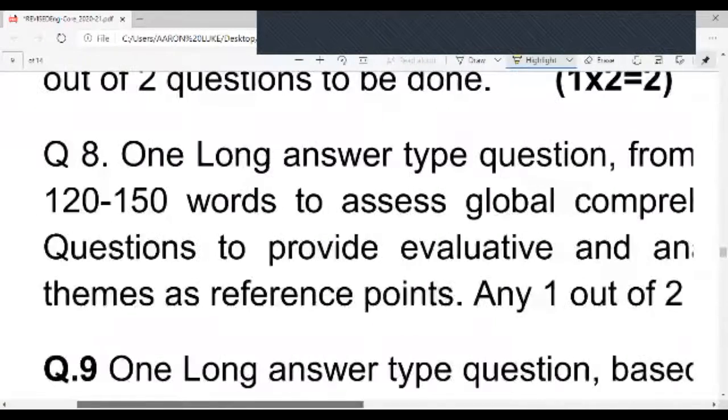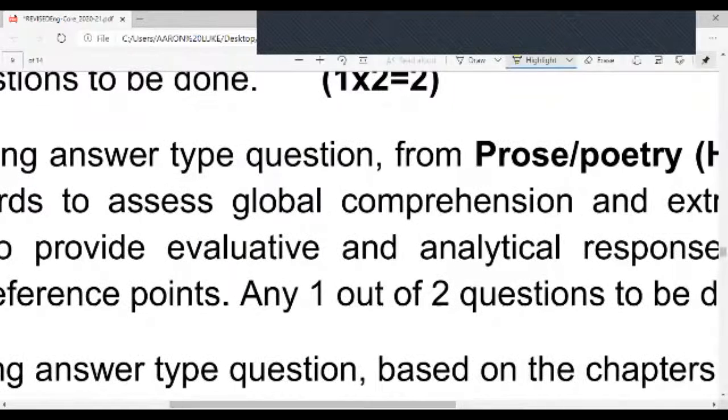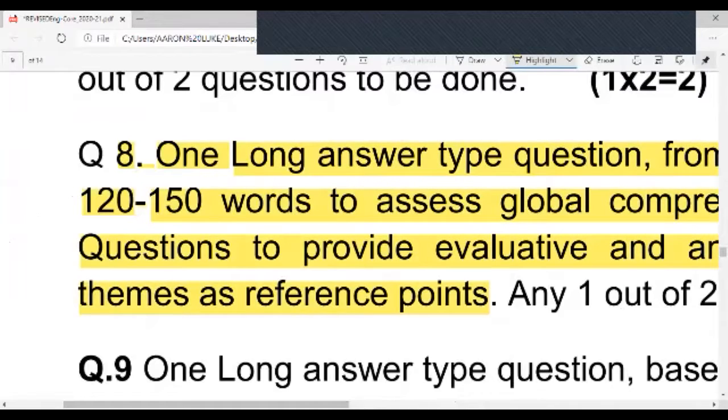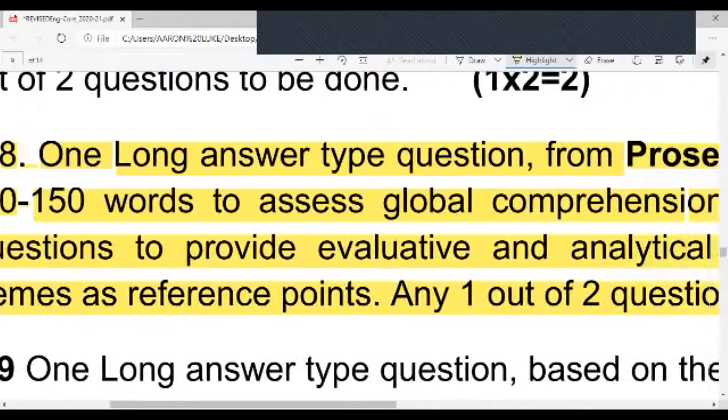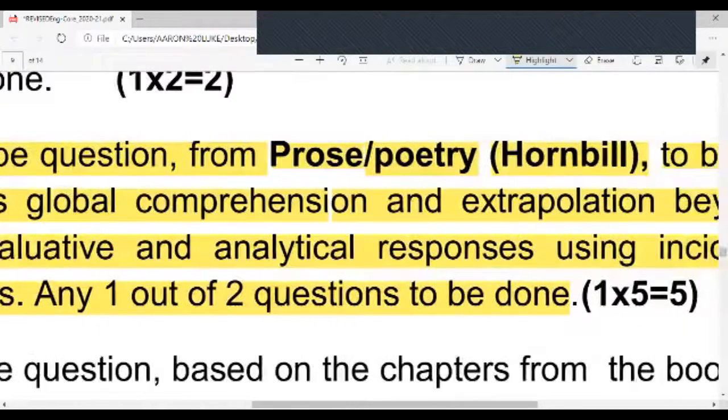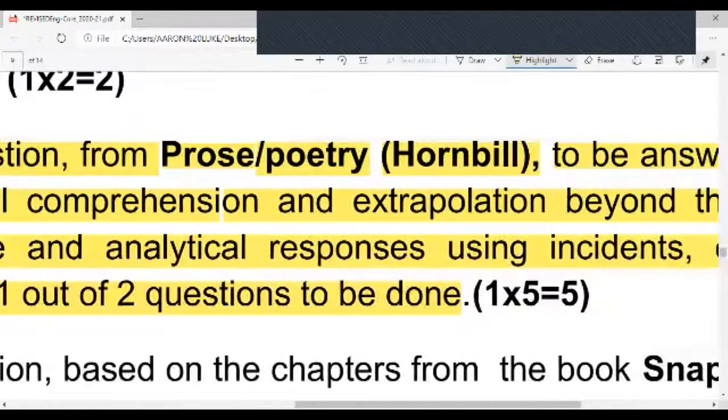So the first long answer question is from prose or poetry. That means this will be only from Hornbill. This is a long answer question, question number 8. It will be only from Hornbill. You need not worry about Snapshots. Each question carries 5. There is only 1 out of 2 questions given, and if you write that one question, you will be evaluated for 5.